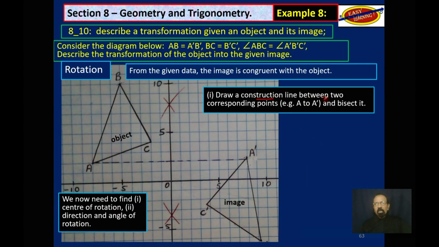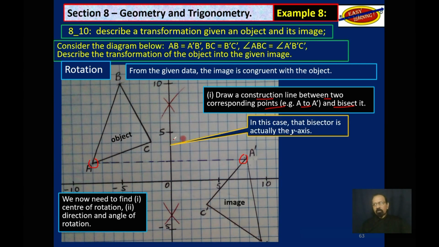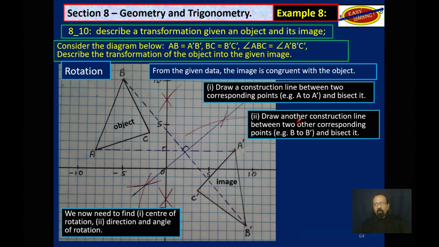Draw a construction line between 2 corresponding points, say A and A prime, and bisect it. So this is A, that is A prime. This is the construction line, we bisect it, and it actually is this y-axis. Next, we draw another construction line between 2 other corresponding points, say B and B prime. We bisect it, which will be this bisector here, that bisector there, that one.